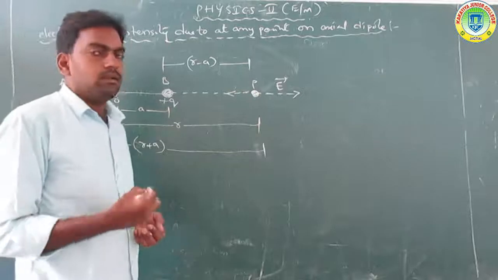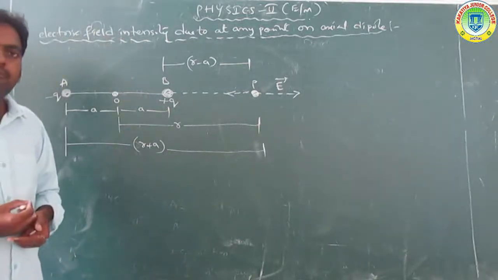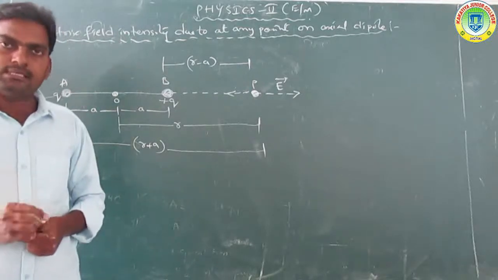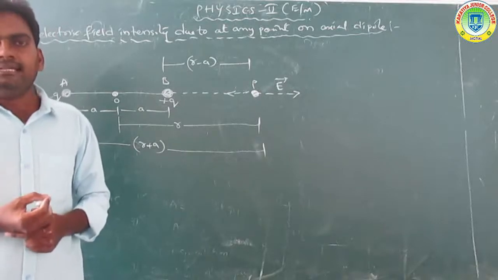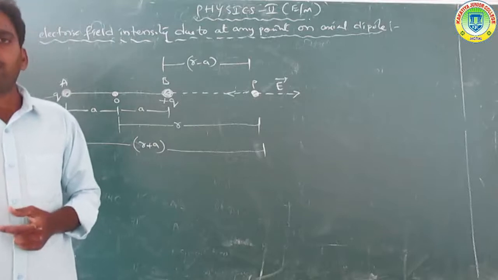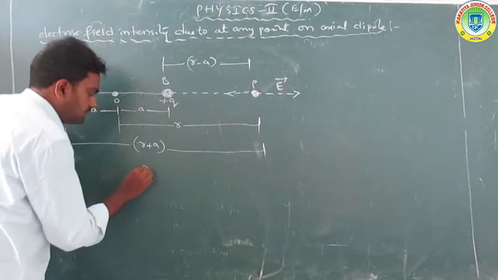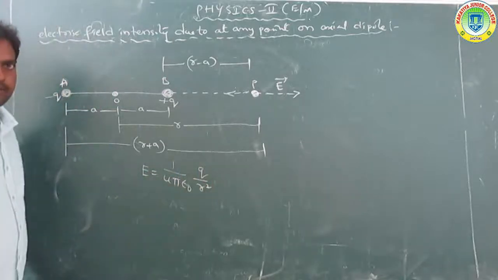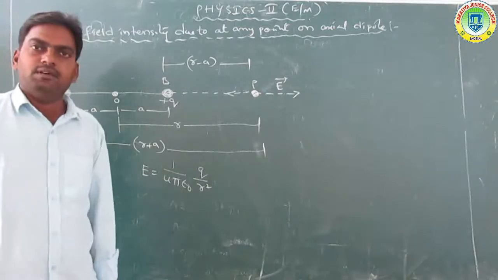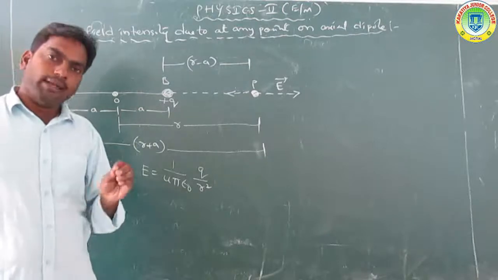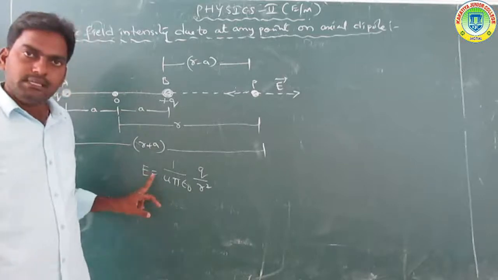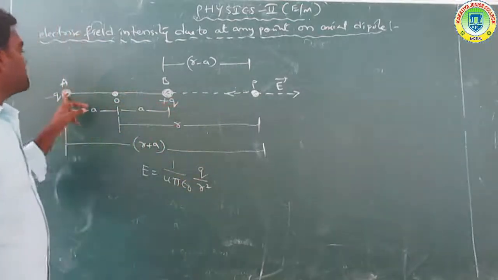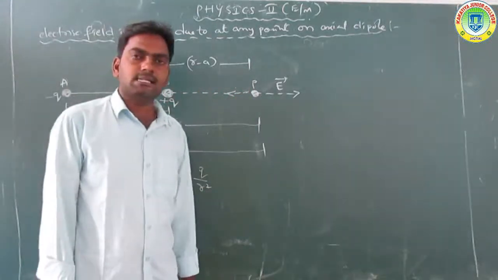We already discussed this small topic in the last class: electrical field intensity due to a point charge or single charge. Due to a point charge, the electrical field intensity E is equal to 1 by 4 pi epsilon Q by r square. Now here we have two charges, and these two charges produce the electrical field intensity at point P.